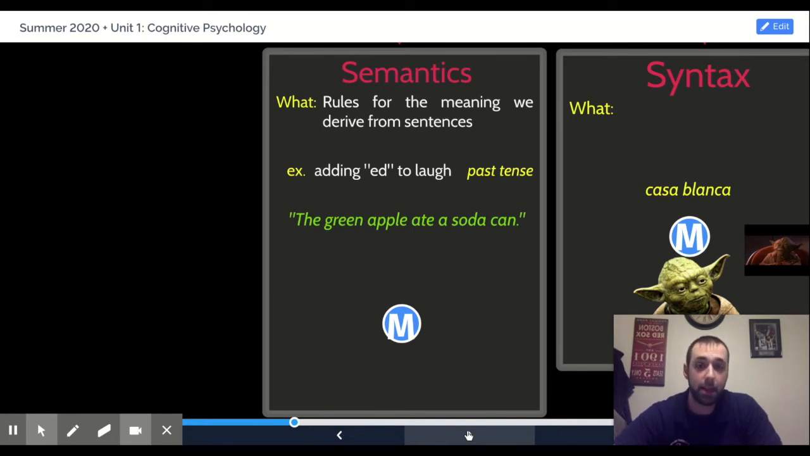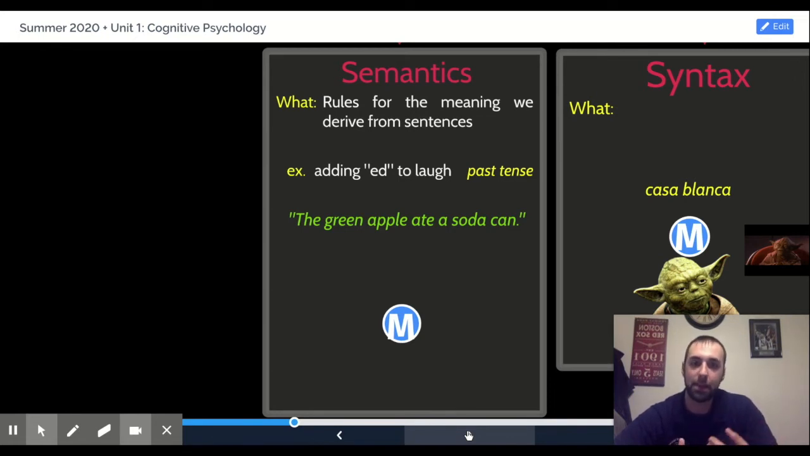However, there are some sentences that can be structured properly that, in terms of English language, do not have any semantic meaning. Like, for example, the green apple ate a soda can. Unless you're really abstract, this sentence doesn't actually make any sense. Apples do not eat soda cans. You would have to make it cartoonish. This would have to be something in an abstract universe.